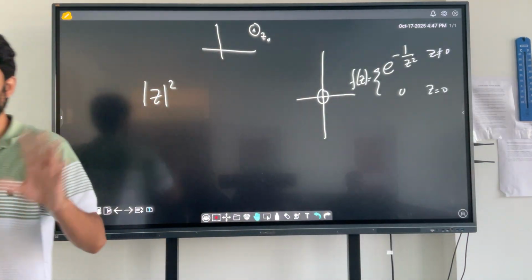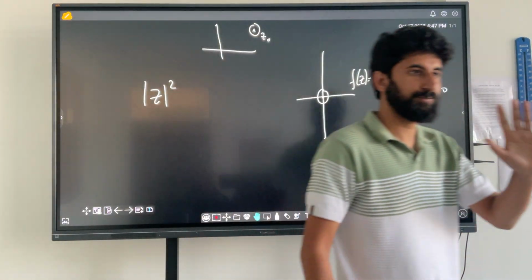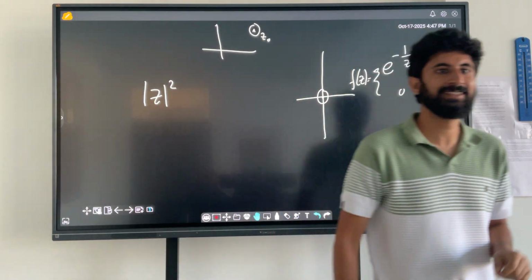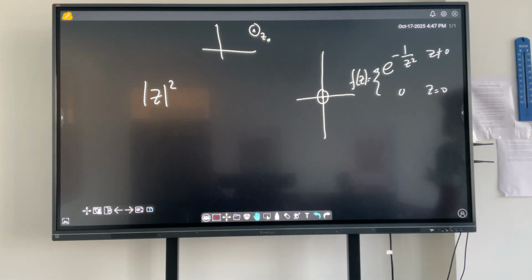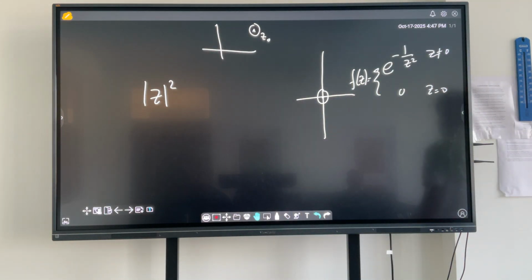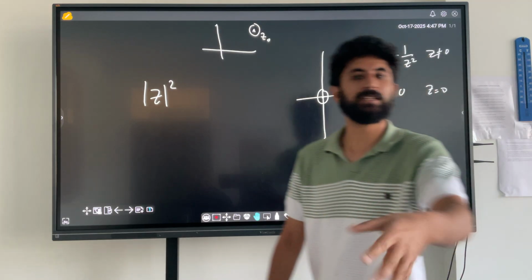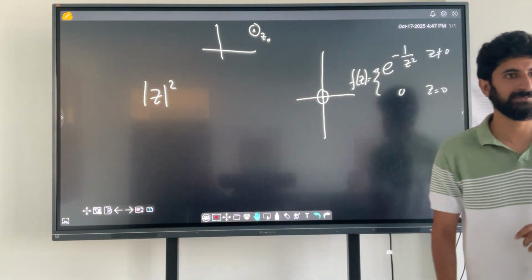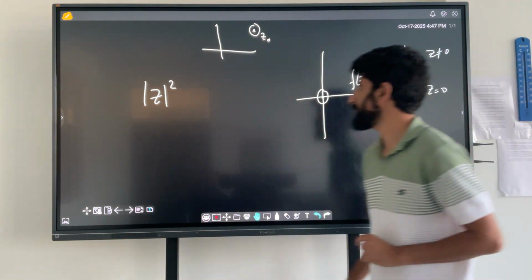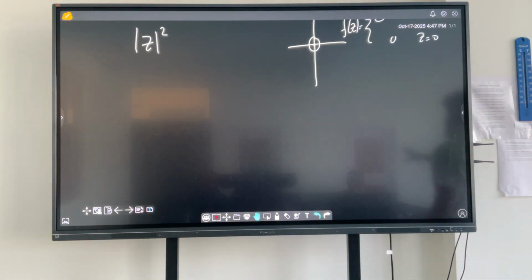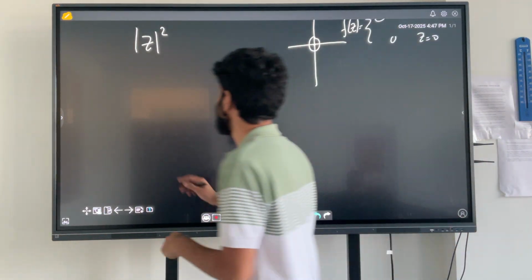So this is the precise definition of analyticity, right? So what is an analytic function? It is differentiable at a point and in a small region. It doesn't matter how small the region is. Is this fine? Is this okay now? So now the definition of this is complete.